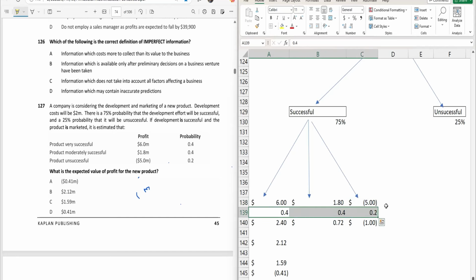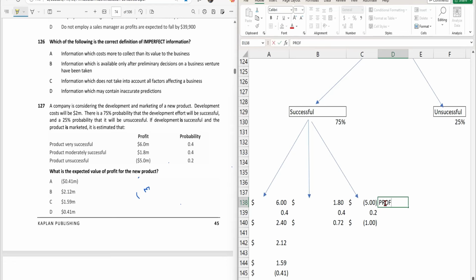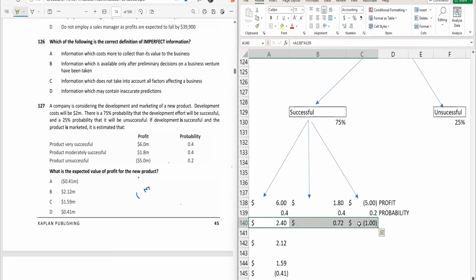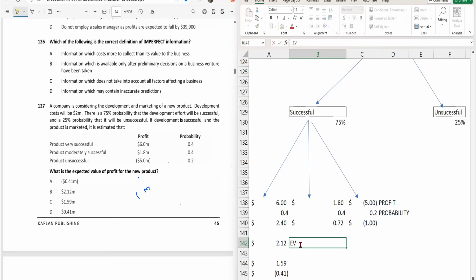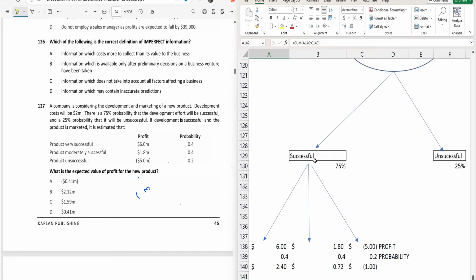So I have just calculated the EV. This one is the profit, this one is the probability. So now I have calculated the expected value by adding all these values, right? That gives me an expected value of 2.12, but we again have a cost. Just a second. So we got our expected value of 2.12, but we need to calculate the expected value at each node. Let me show you the answer and then it will be more clear.